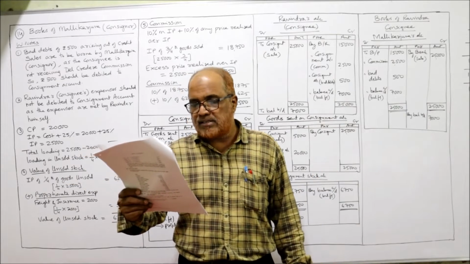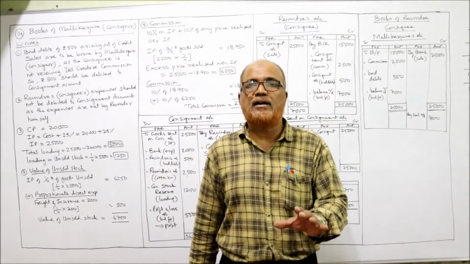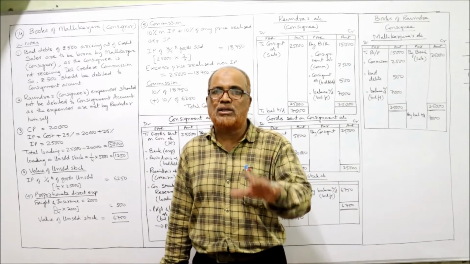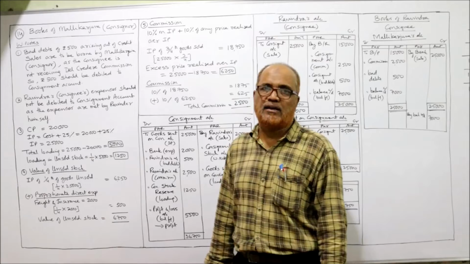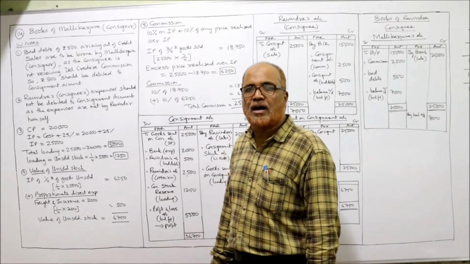Now, prepare the necessary ledger accounts in the books of Mallikarjuna and Ravindra. So ultimately it is asking you to open the ledger accounts in the books of consignor and consignee. So first of all, I'll give some working notes before starting the ledger accounts.